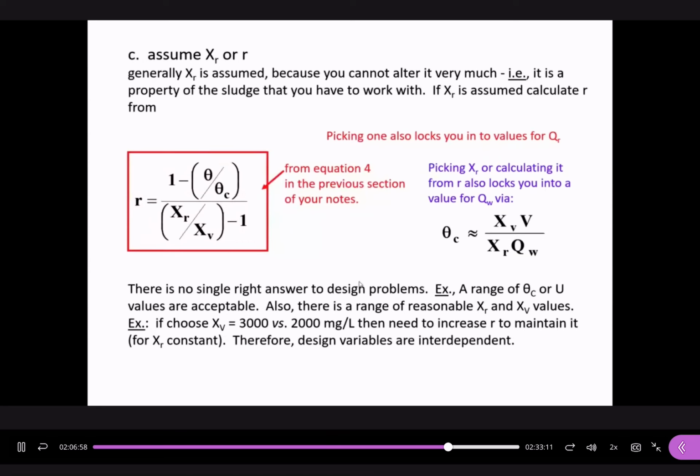Right? There is no single right answer to design problems. A range of theta C or U values are acceptable. There is also a range of reasonable XR and XV. For example, XV could be between 3,000 and 5,000. So you can pick 3,000, 2,000. XR 10,000 to 12,000. You can pick 10,000. You could pick 11,000, 12,000. Some design variables are interdependent. Okay.